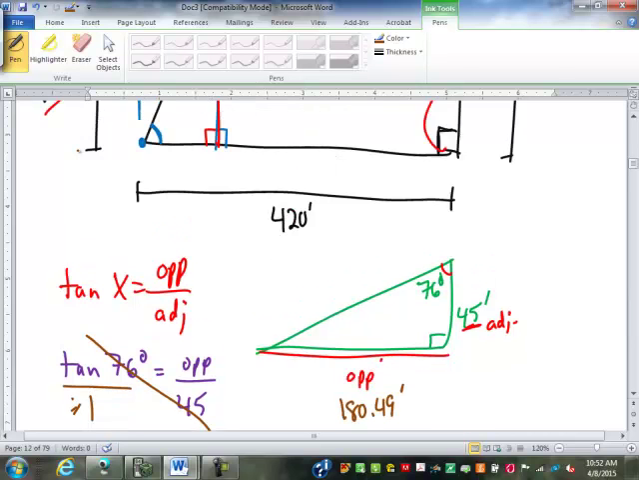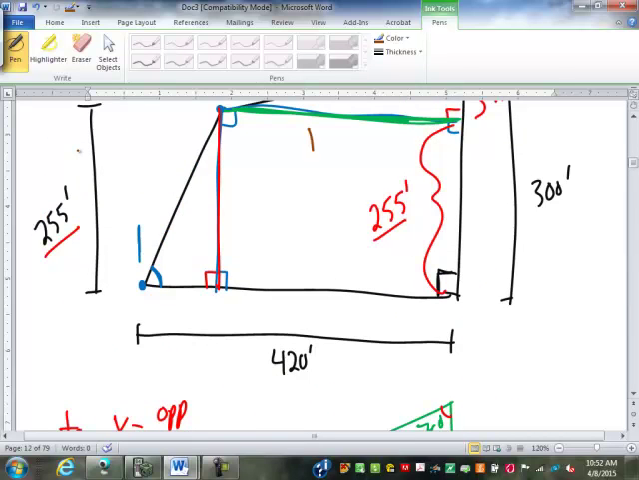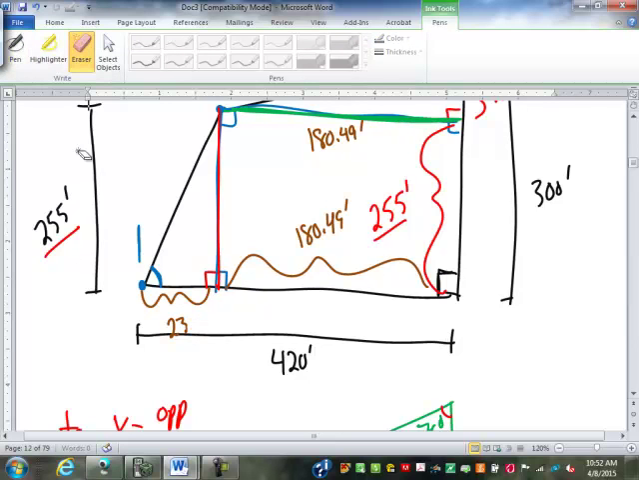So if that's 180.49 feet, that makes this 180.49 feet, which makes this 180.49 feet, which makes this 420 minus 180.49, which is 239.51 feet. Hey, not drawn to scale. If I drew it to scale, it'd be too easy for you.